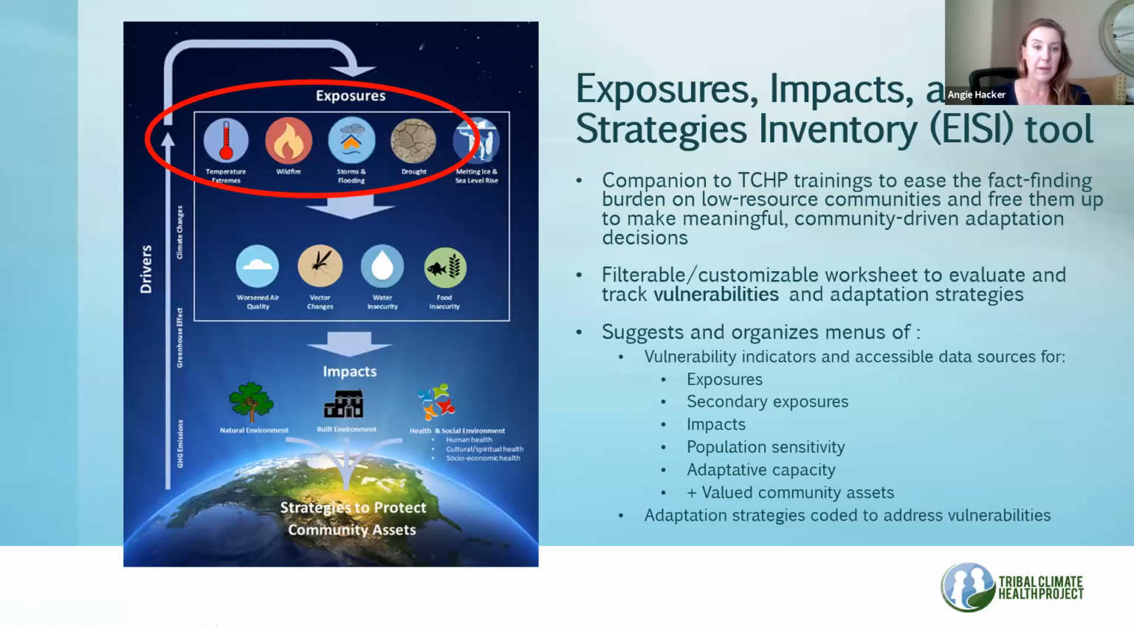So I want to talk to you a little bit about the tool that we built. We started building it as we were developing the trainings, and now we're building onto it and onto it. It's called the Exposures, Impacts, and Strategies Inventory. We call it the EASY tool. And it really needs to have an R at the end somehow, because it's easier. It's not totally easy. It's easier than if you were left all by yourself.